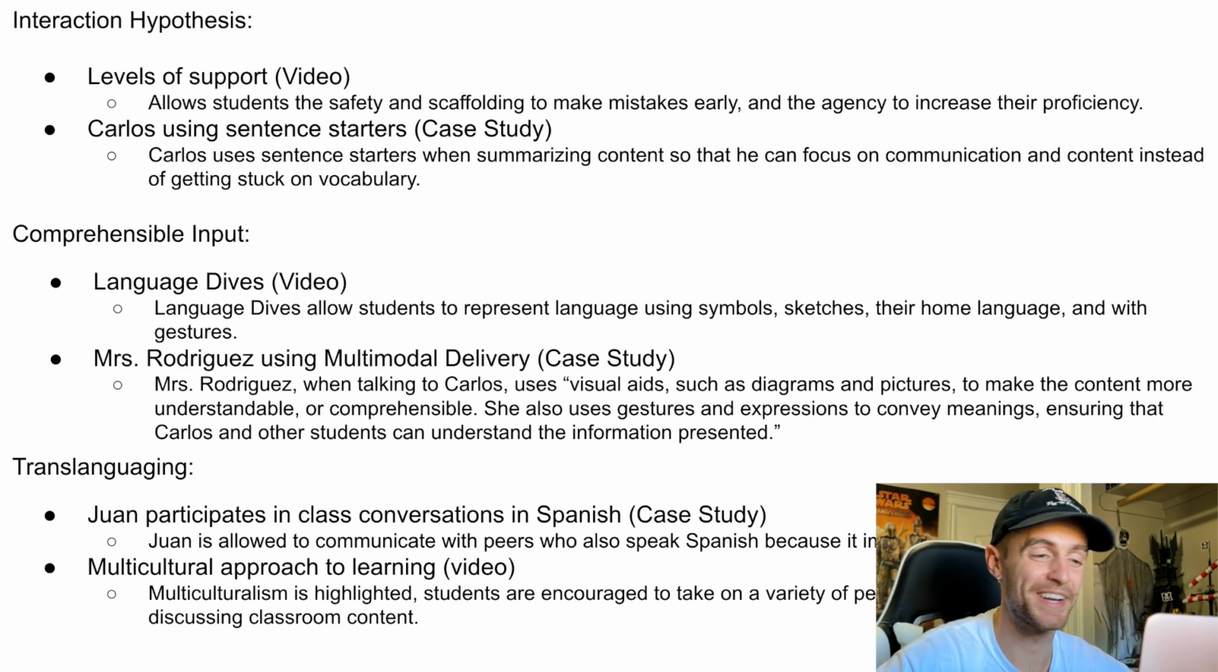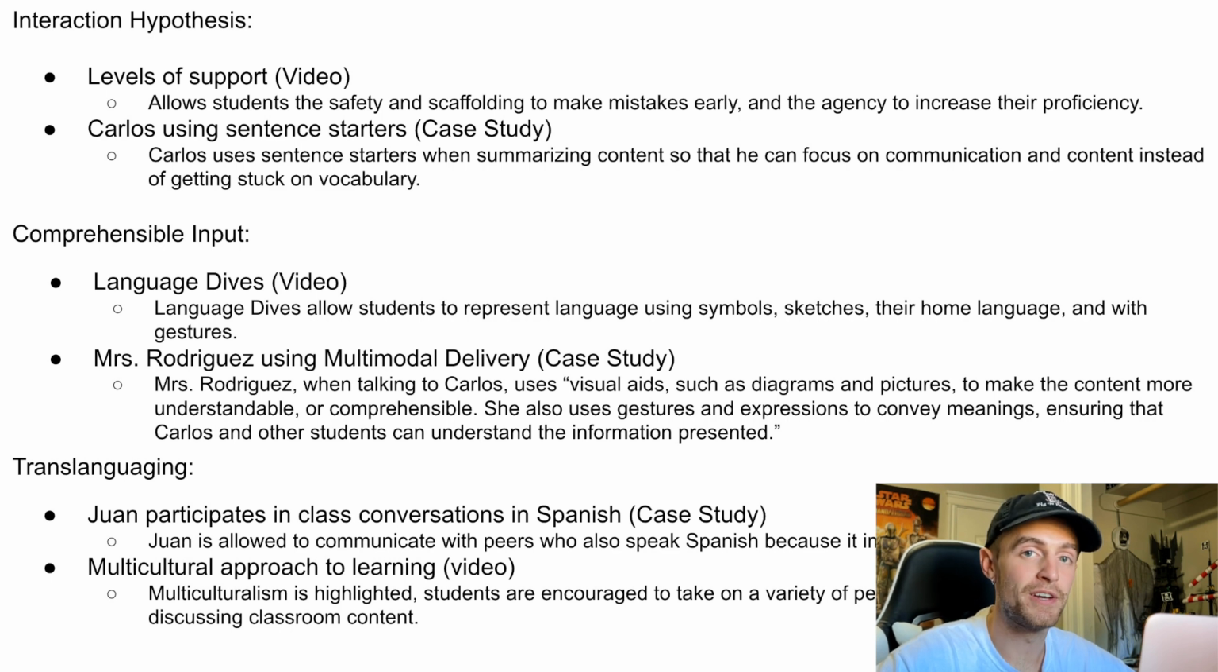And translanguaging, this one was awesome. There were so many examples, but I chose one from the case study and one from the video. From the case study, Juan is allowed to participate in Spanish. It sounds like there are a lot of peers who share Juan's home language, which is Spanish, and Ms. Rodriguez allows Juan to communicate with his peers in Spanish to increase meaning, comprehension, and to allow Juan to maintain that part of his identity in the classroom.